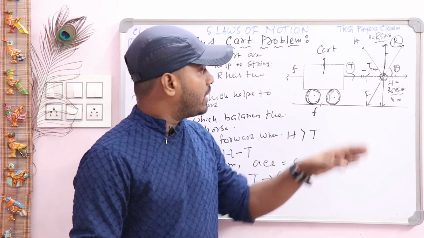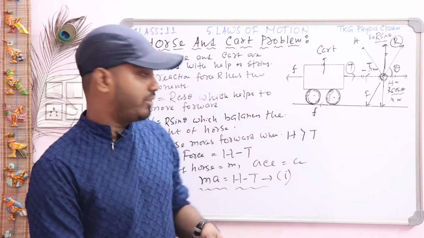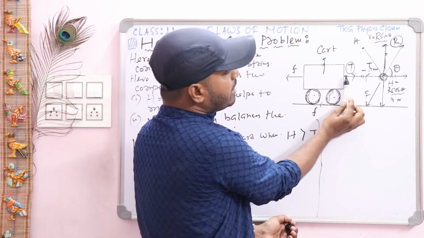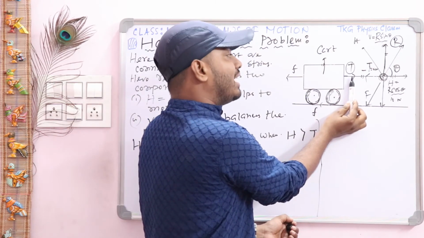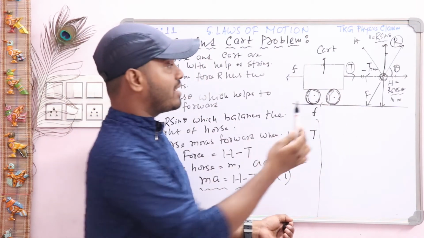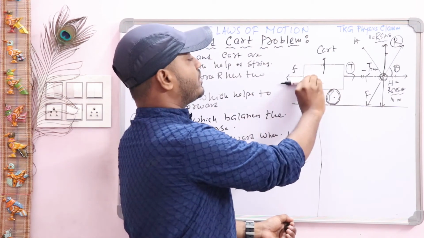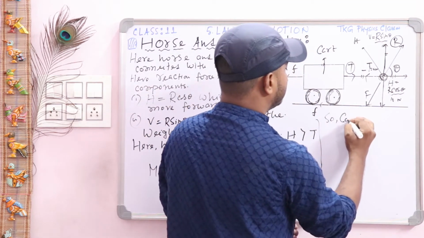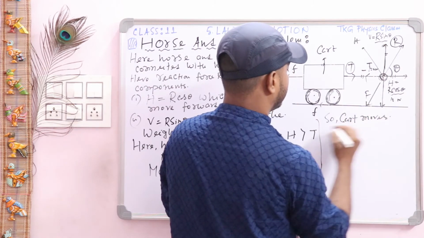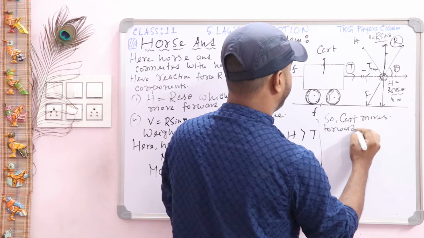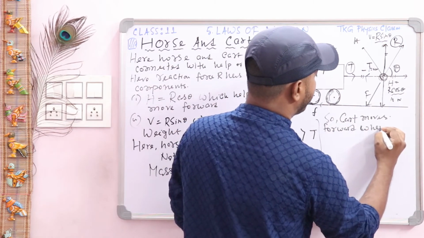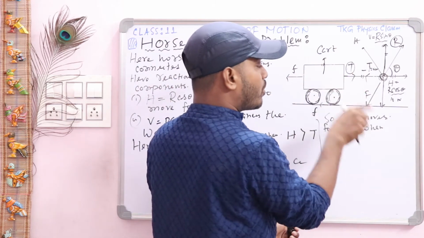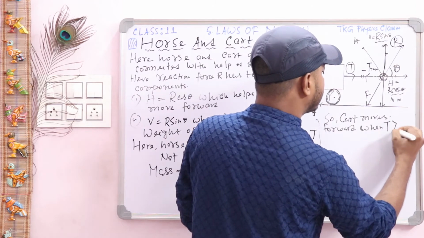Now you calculate this part for cart. You see, for cart, T is the tension force which helps the horse for moving forward, but there is a backward force which is named as frictional force. See, frictional force is directed that side and tension is that side. So cart moves forward obviously when T will be more than F, that's why the cart moves forward. So forward condition, that means T greater than F.